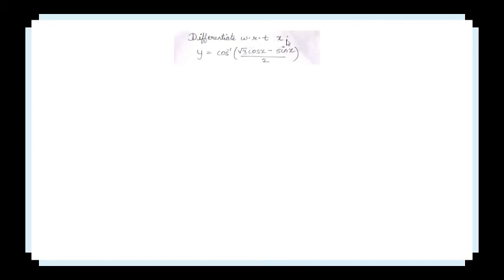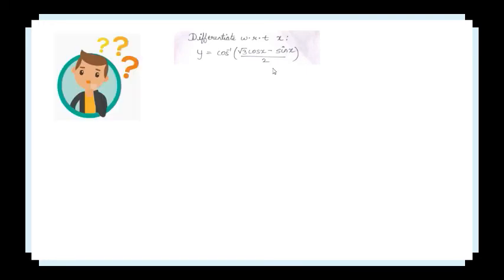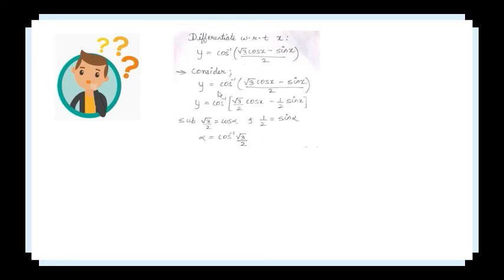Differentiate with respect to x, y equal to cos inverse of root 3 cos x minus sin x upon 2. So how are we going to do this example? We have to apply one of the formulas here. Y equal to cos inverse of root 3 cos x minus sin x upon 2. I am bifurcating this 2, so I can write y equal to cos inverse of root 3 upon 2 cos x minus 1 upon 2 sin x.